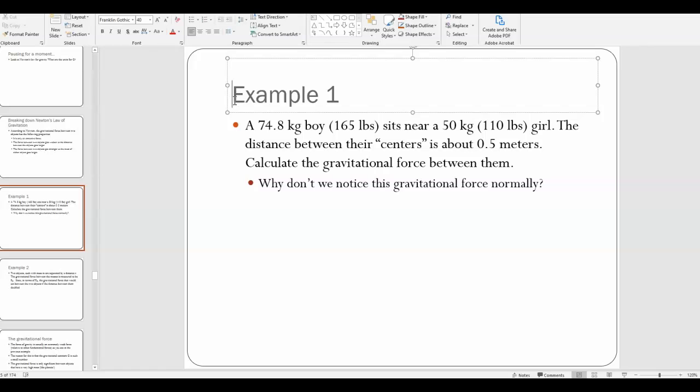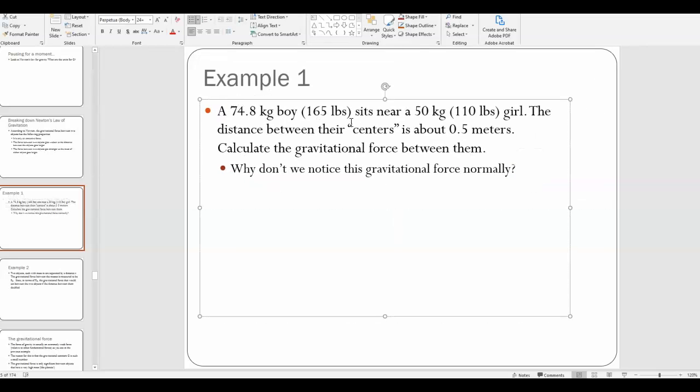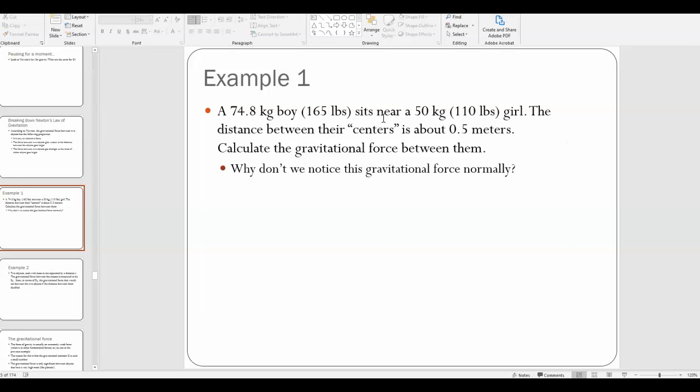Let's say we want to find the force of gravity between a boy and a girl. We have a normal-sized boy, 165 pounds. I have converted that to kilograms for you, because we have to use kilograms for calculations. He's sitting next to a girl who weighs about 110 pounds, a mass of about 50 kilograms. They're about half a meter apart. Let's see what the calculation looks like for the gravitational force between them.